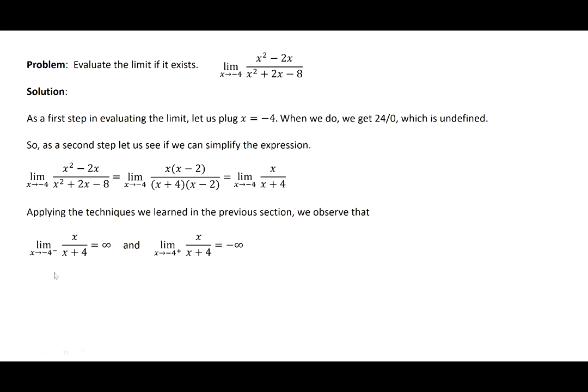The question is not about the left-hand limit or right-hand limit, but the limit itself. However, noticing that the left limit is not equal to the right limit, would you agree? The left-hand limit is not equal to the right-hand limit. So what can we conclude about the limit itself? The limit does not exist. The limit as x approaches negative 4 does not exist. Cool? All right.